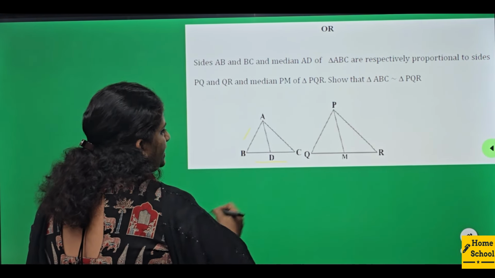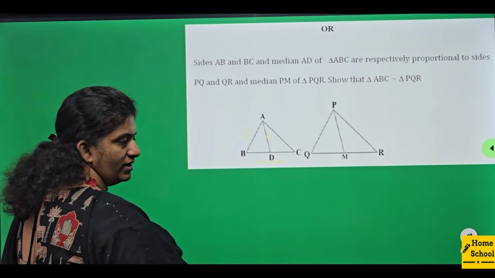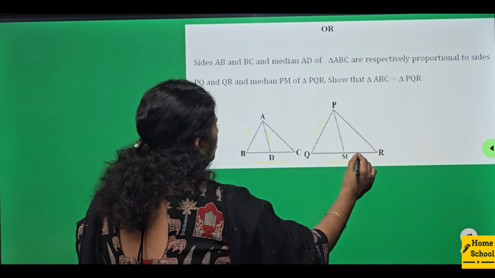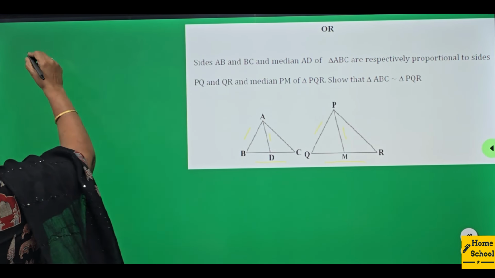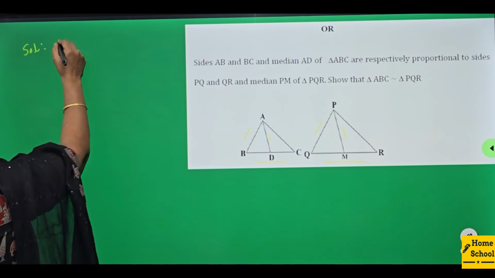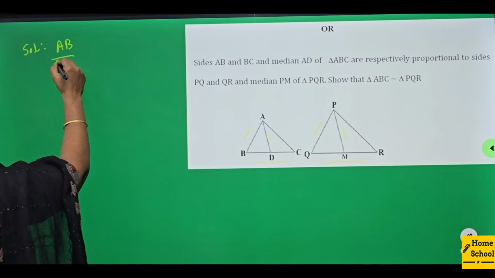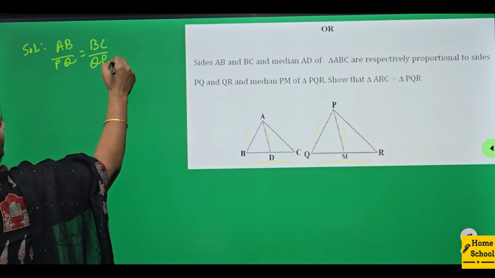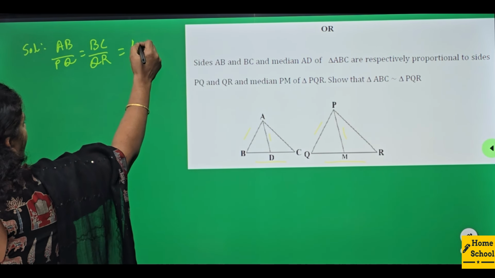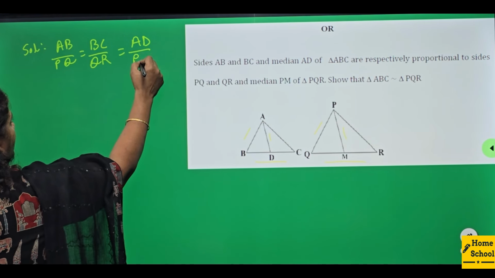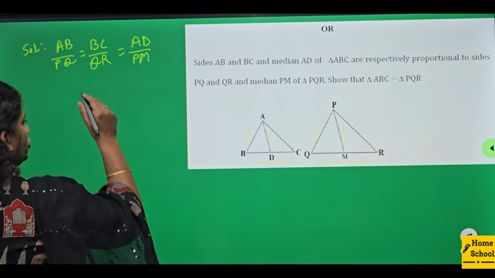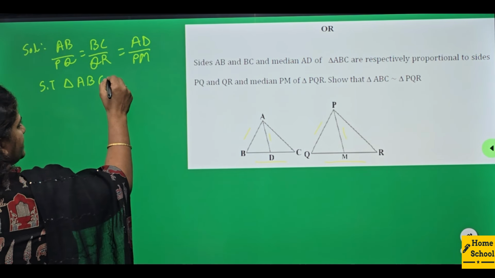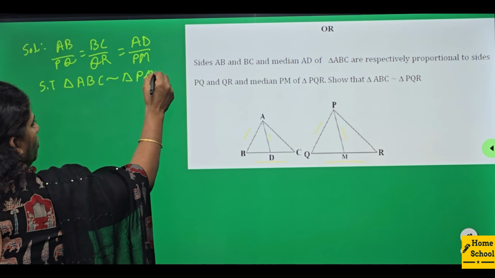AB, BC and median AD. Try to understand. The sides of triangle ABC are proportional to the sides PQ, QR and median PM. Given: AB by PQ equal to BC by QR, corresponding sides of the two triangles, and the medians AD by PM are proportional. Show that triangle ABC is similar to triangle PQR.